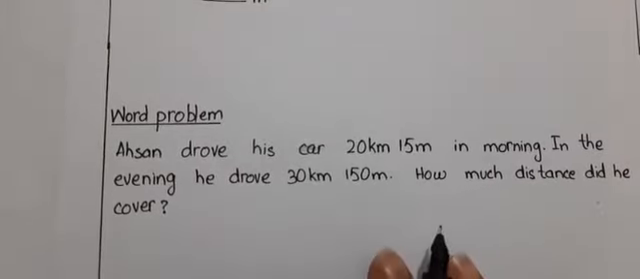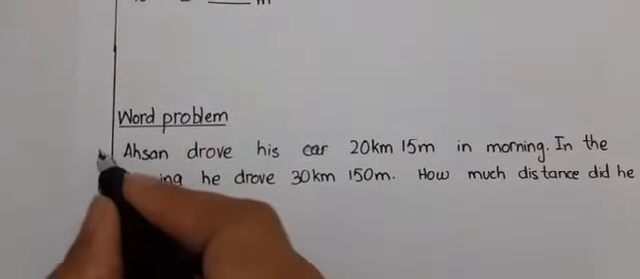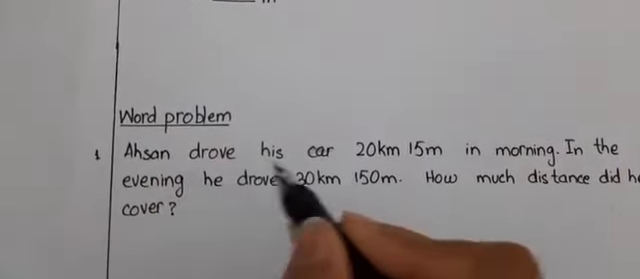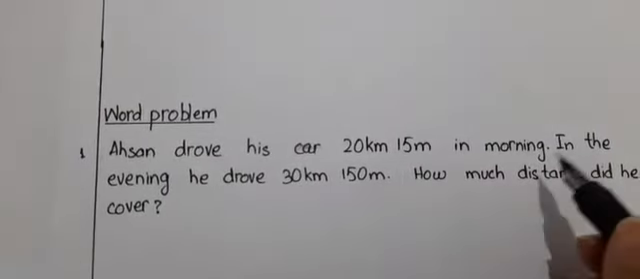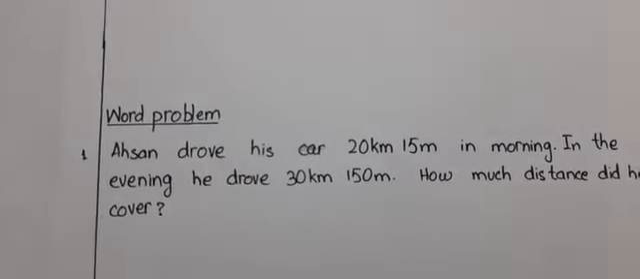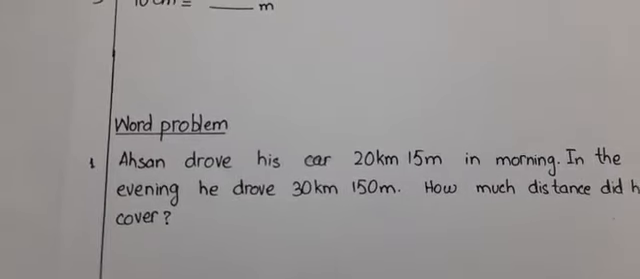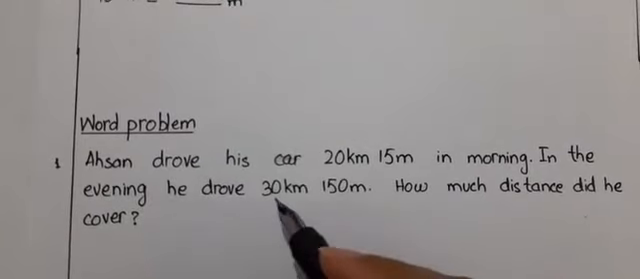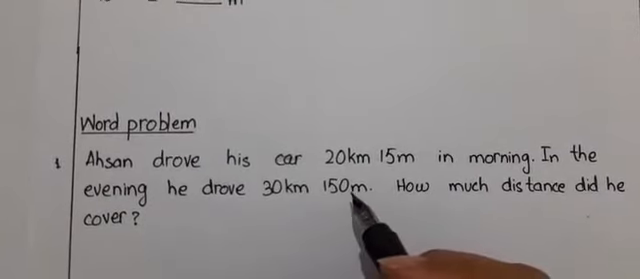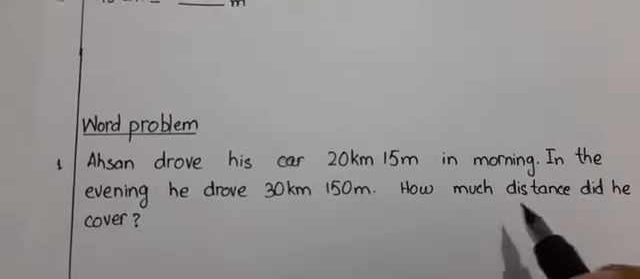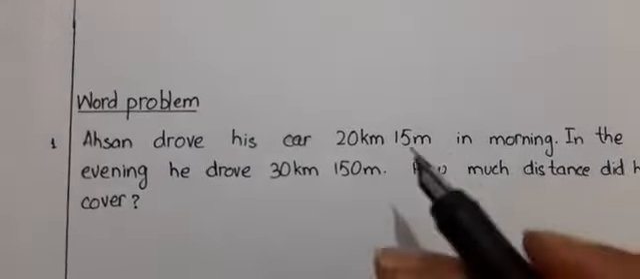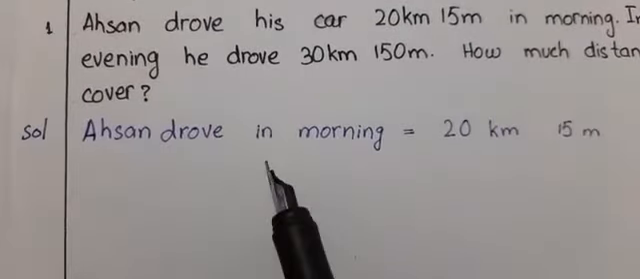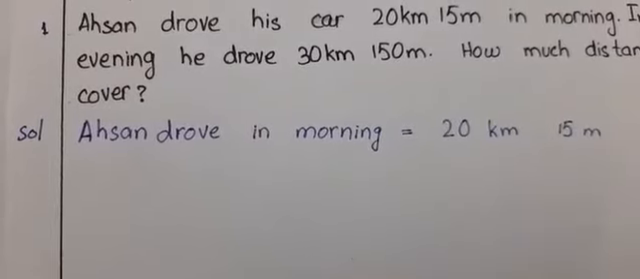So boys, after doing question number 8, we will do word problem number 1 on page number 116. And this word problem is, Asan drove his car 20 kilometers and 15 meters in morning. Okay. So in the morning he drove 20 kilometers and 15 meters. In the evening, when it gets evening, he drove 30 kilometers in 150 meters. Okay. How much distance did he cover? We have to find the total distance. So boys, our first statement will be, Asan drove in morning is 20 kilometers and 15 meters.